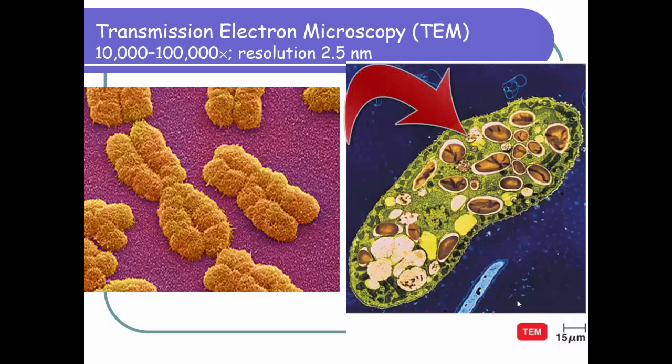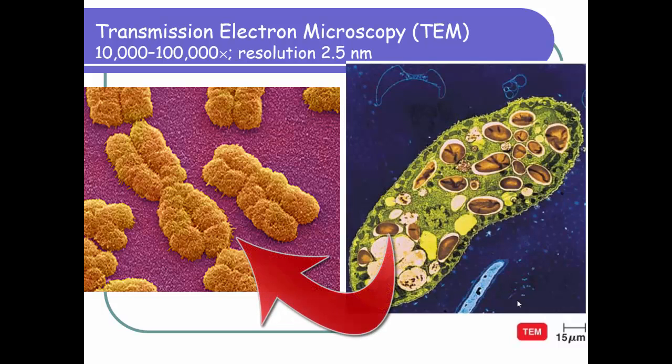This picture shows our paramecium under transmission electron microscopy. You can actually see great detail of the internal structures. This is a picture of what? Anybody know? This is actually the double helix of a human chromosome.